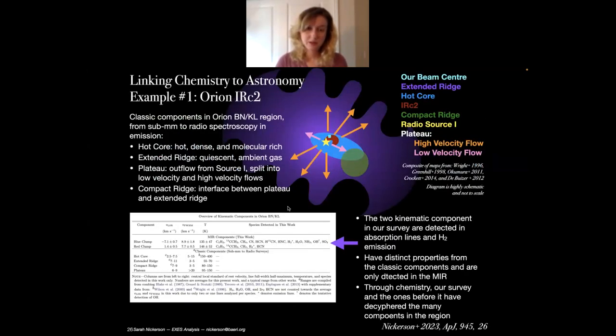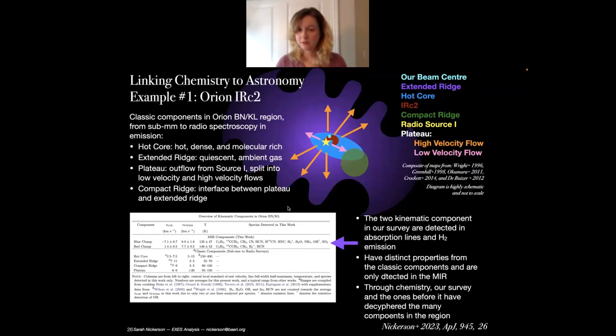And so the first example I'm showing is from our own survey. The Orion BN/KL region has several classic components. There's the hot core, that's the hot dense region full of molecules. And then there's also the extended ridge. So this is just the ambient gas of the region. And then there's the plateau. So this is an outflow from radio source I.